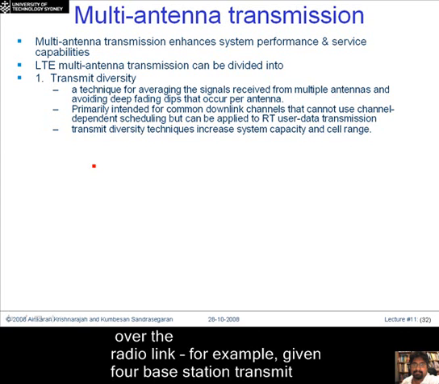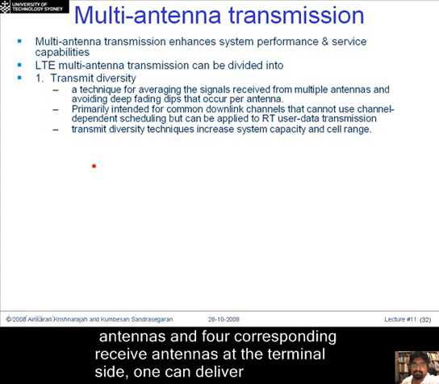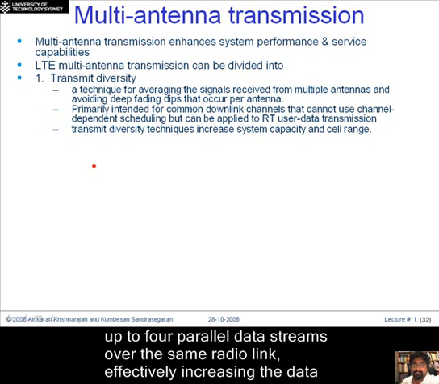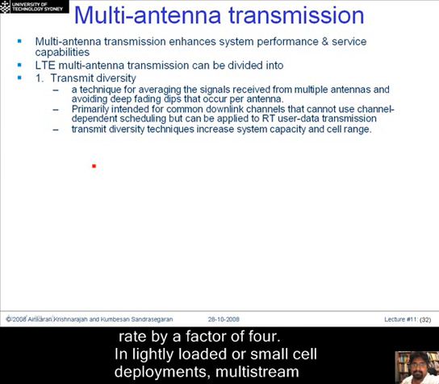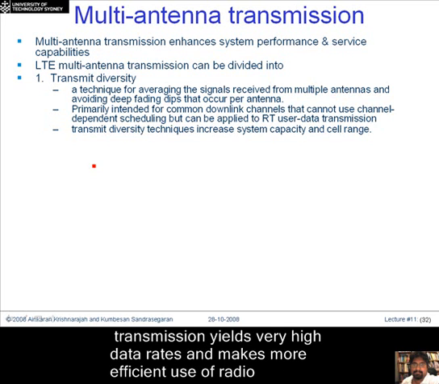So transmit diversity, apart from improving the quality of the link, can also be used to increase the system capacity and also the range of the cell. Because sometimes if you just have one antenna and one receiver, the range of the cell could be small. But by using two antennas and two receivers, you could go further and still have possible communication. Okay, so you're increasing the range of the cell that you can have.